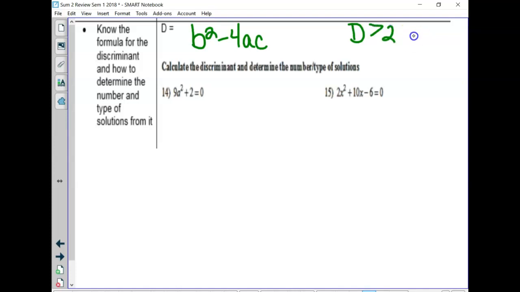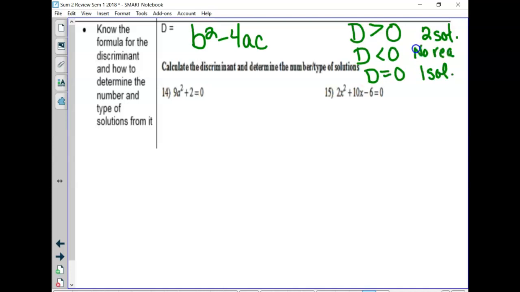2 at most, but yes. Greater than 2. Okay, greater than 2, that's a thing. It is a thing, but it's not going to tell us anything. Greater than 0 would be 2 solutions. Less than 0 is 1. Yes, equal to 0 would be 1 solution. And less than 0 is, you can say no real, or if you really wanted to, you could say too complex, but you don't have to.